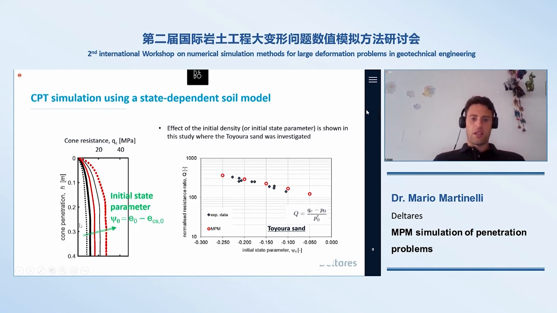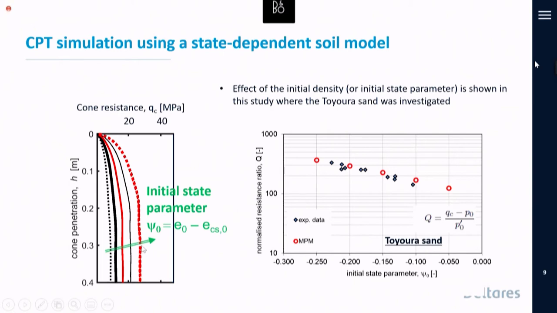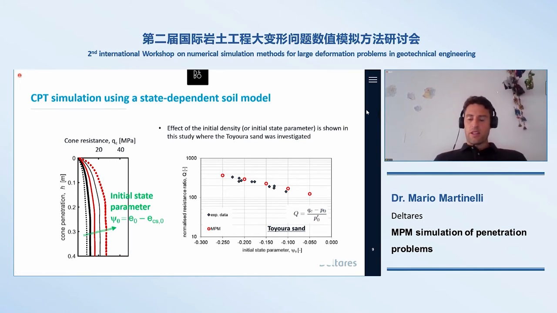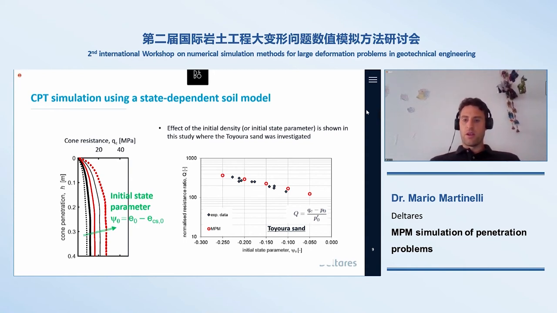So you see here curves that increase, so the cone resistance increases by increasing the absolute value of the state parameter, or the relative density. You see here a comparison between the experimental data, which in this graph shows the normalized cone resistance, so cone resistance divided by the initial stress in the chamber test. And so you see good correspondence between the experimental data and the MPM simulation over a wide range of initial state parameter or relative density. So that gives us the confidence that the tool is also able to give more insight into the parameter determination. But that's the first step.